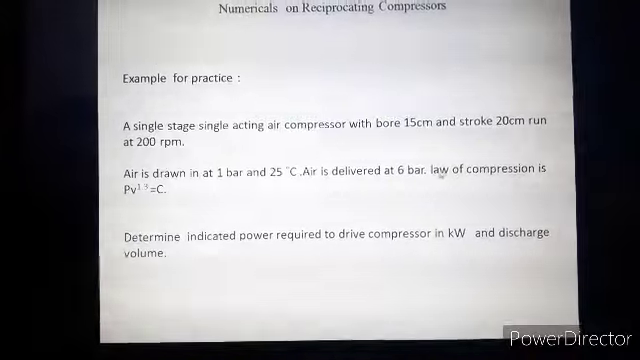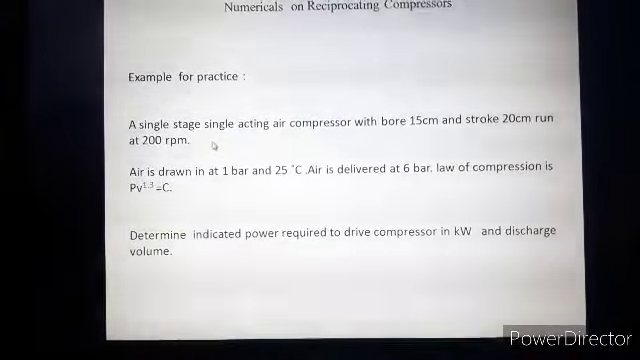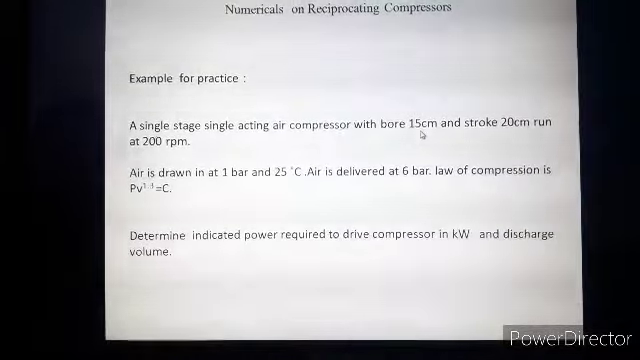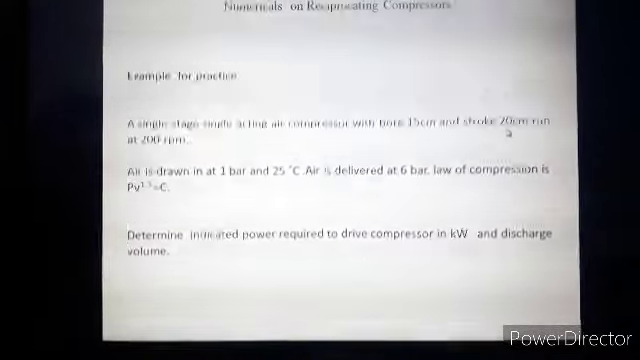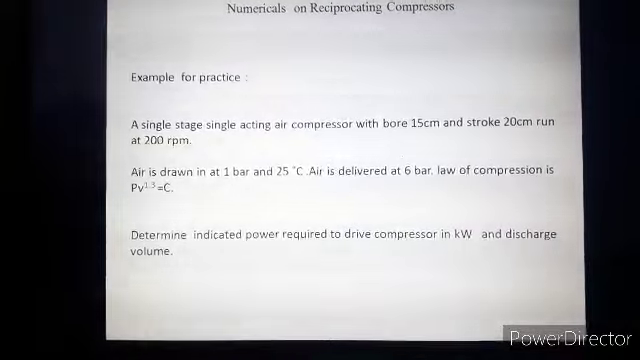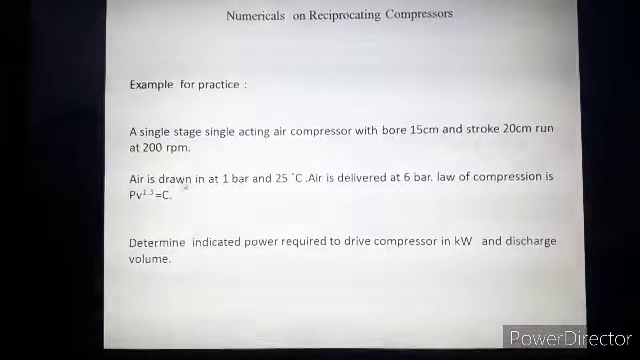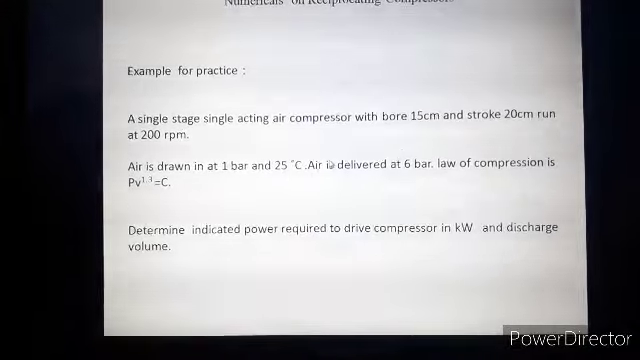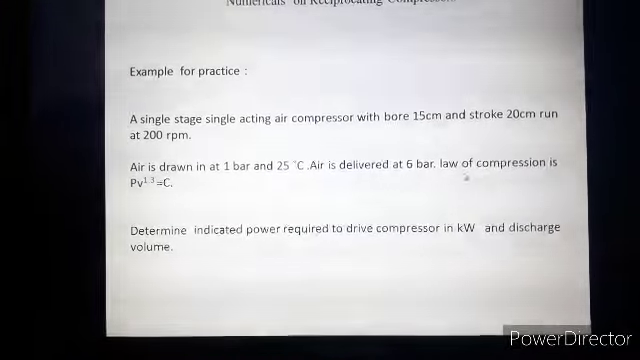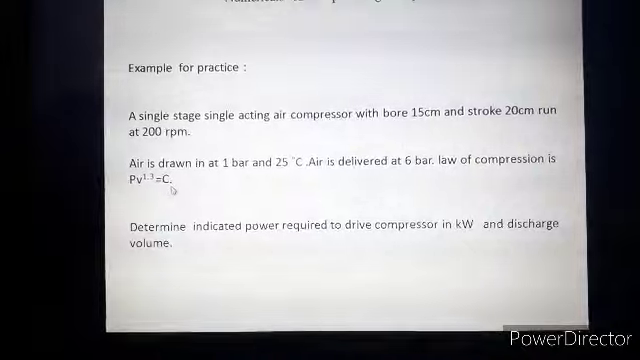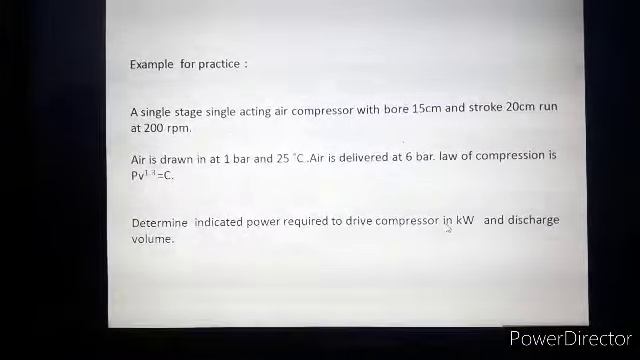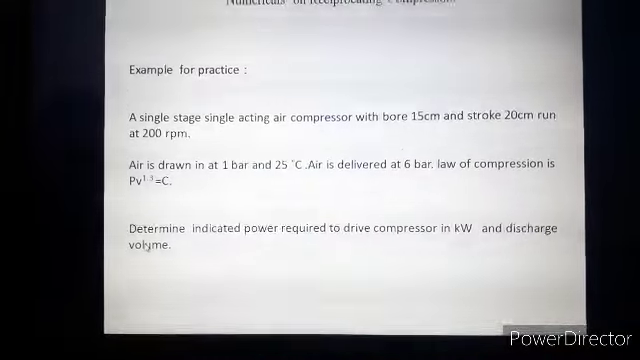So this is the statement of the numerical. A single stage, single acting air compressor with cylinder diameter 15 cm and stroke 20 cm runs at 200 rpm. Air is drawn in at 1 bar and 25 degrees Celsius. Air is delivered at 6 bar. Law of compression is PV raised to 1.3 is equal to C. Determine indicated power required to drive the compressor in kilowatt and discharge volume.